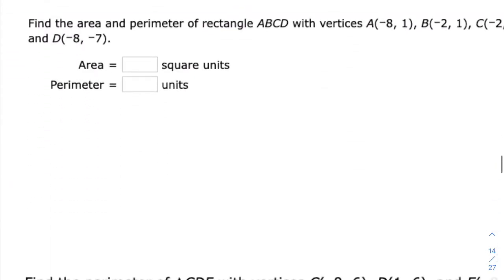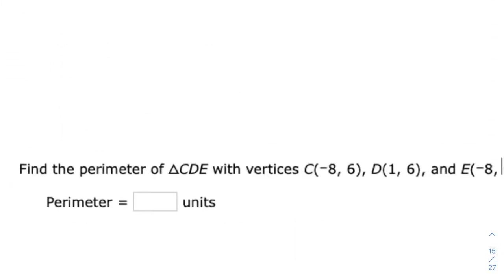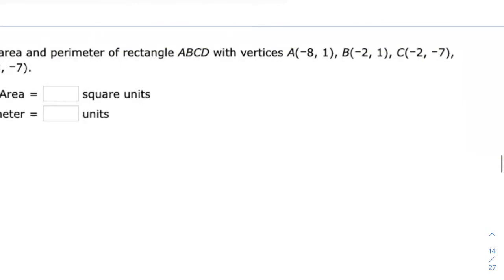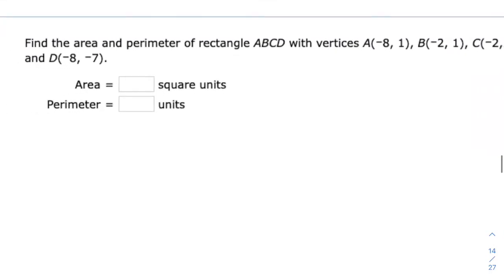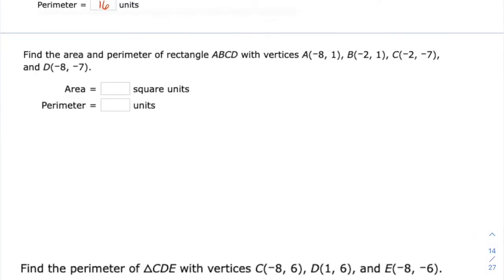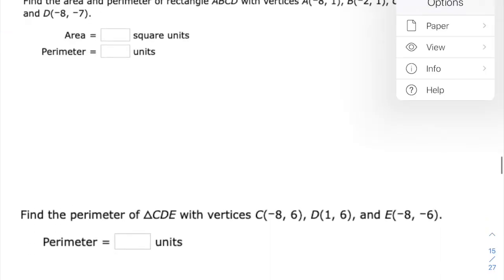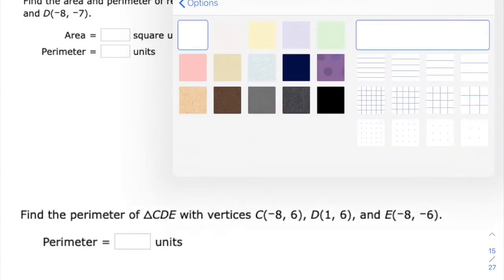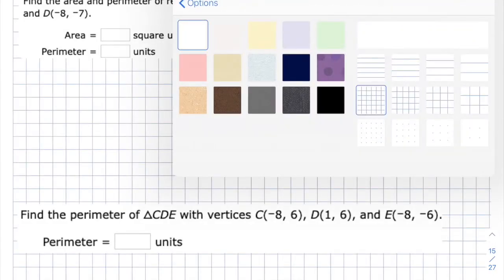Okay, last one, there's a couple here. This one's a little bit longer. So find the area and perimeter of the rectangle ABCD. The best thing to do is make a little graph of this so you can see what's going on. You can find the distance between all of these, and that's fine to do, but let me see if I can change this paper over to a graphing paper.